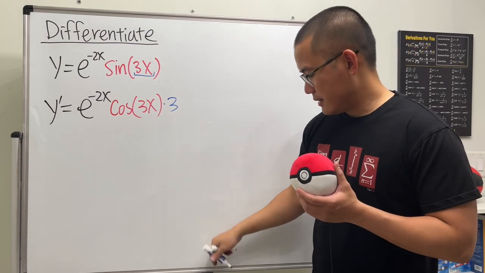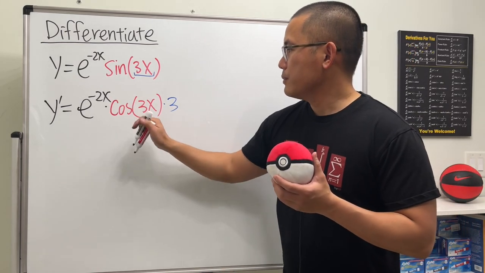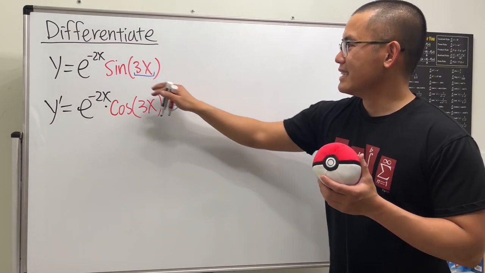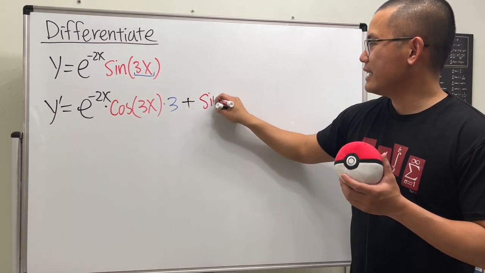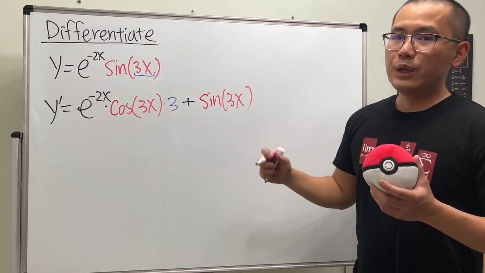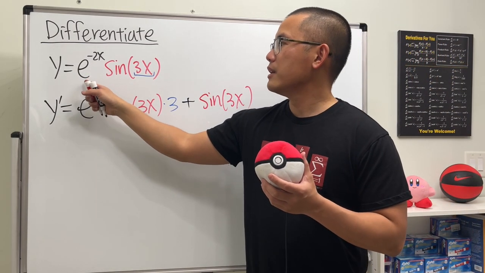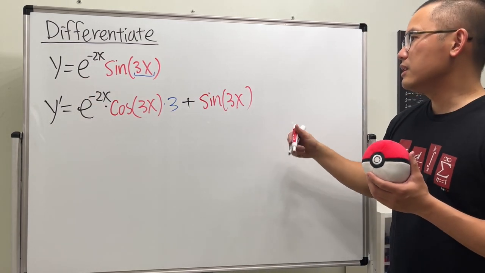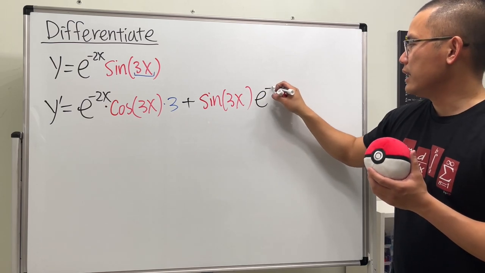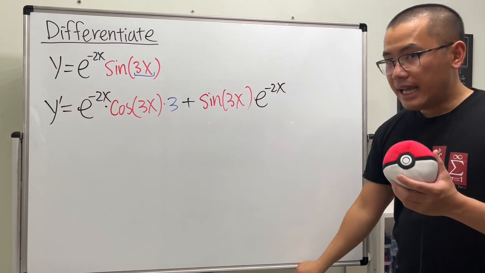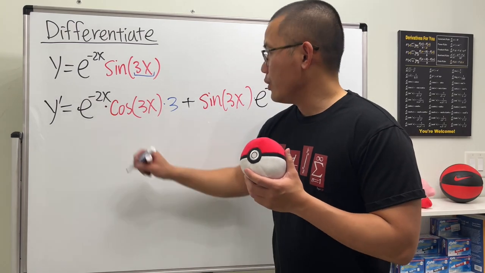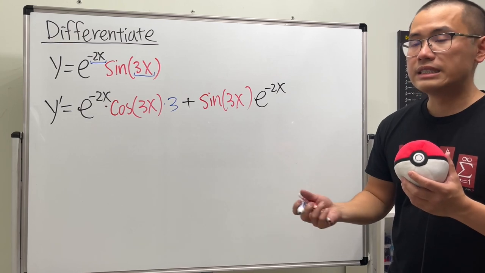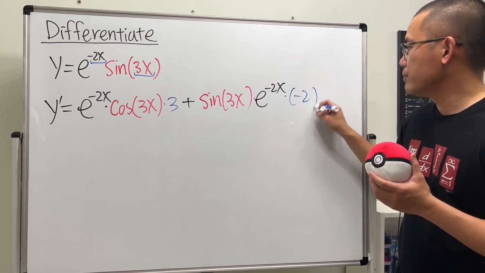So that's the first part, all right? Oops, technically it should be in red. And the second part is we add the second function, which is sine of 3x, and we differentiate the first function, the derivative of e to the negative 2x. You first keep that as it is, right? It repeats, so you have e to the negative 2x. And then we use the chain rule. We multiply by the derivative of the inside. The derivative of negative 2x is a negative 2, so we multiply by negative 2.